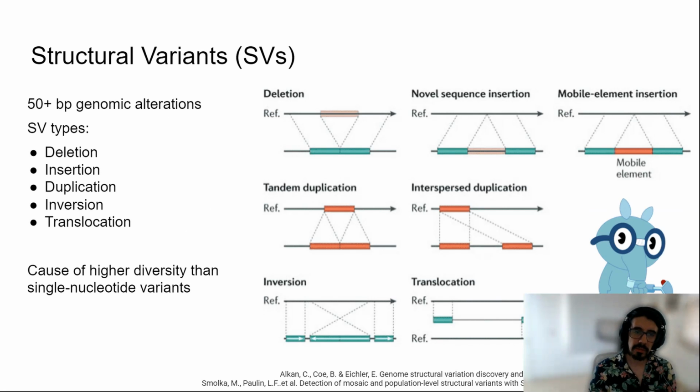Next are structural variants, which are genomic alterations of 50 base pairs and larger, and they are in 5 main categories: deletions, insertions, duplications, inversions, and translocations, and in many cases, combinations of 2 or more of these types. They cause a higher diversity when we compare them to single nucleotide variants, just by the sheer amount of bases that they affect.